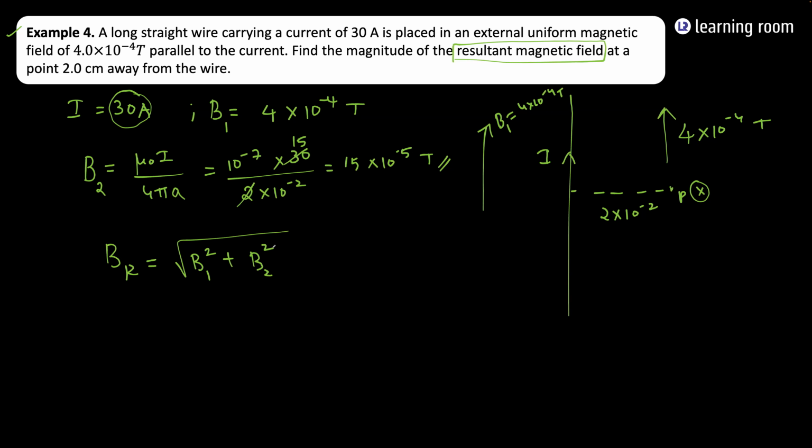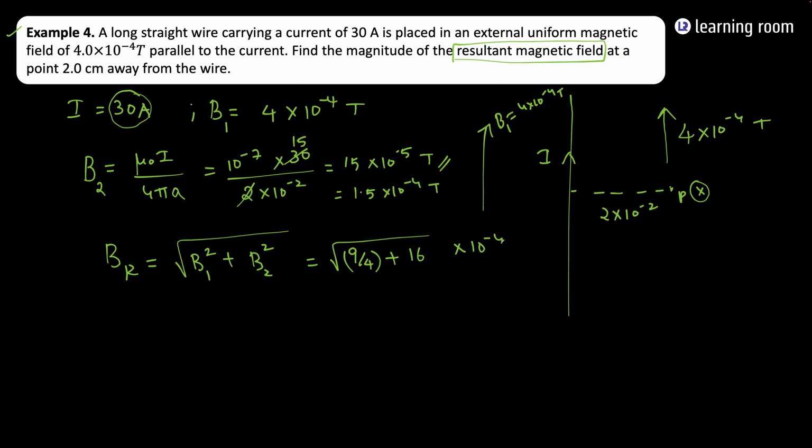So can I write this as 1.5 into 10 power minus 4 Tesla? Can I write it like that? So that I can take the 10 power minus 4 common outside. So all that I need to do here is square root of 1.5 square, that is 9 by 4. Why did I write 9 by 4? Because 1.5 is 3 by 2. So 3 by 2, the whole square is 9 by 4, plus 4 square, that is 16. Actually, inside you will have 10 power minus 4, the whole square. That will come out as 10 power minus 4.